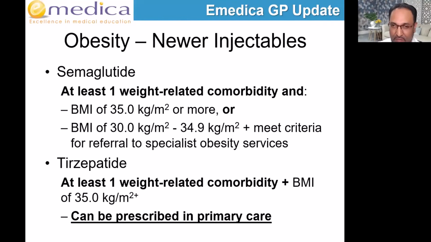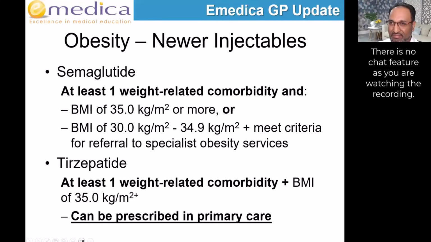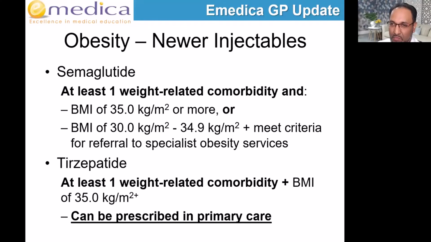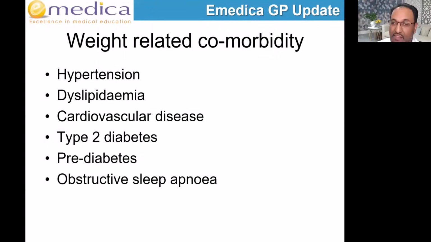So I've mentioned a couple already. Hypertension I mentioned, type 2 diabetes I mentioned. What else? Type into the chat. Okay, well done. Yes, between you, you've got them all. Okay, so hypertension, dyslipidemia, any form of established cardiovascular disease, type 2 diabetes, but also pre-diabetes now, and then obstructive sleep apnea.